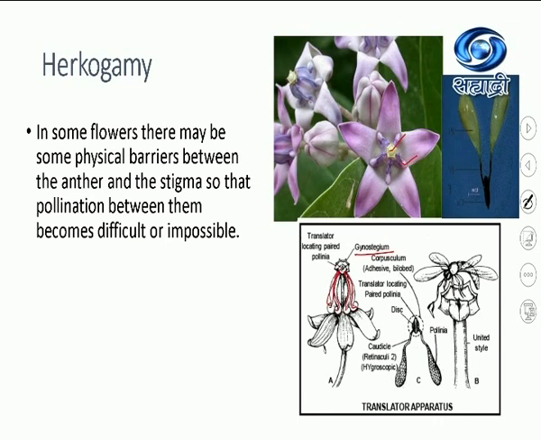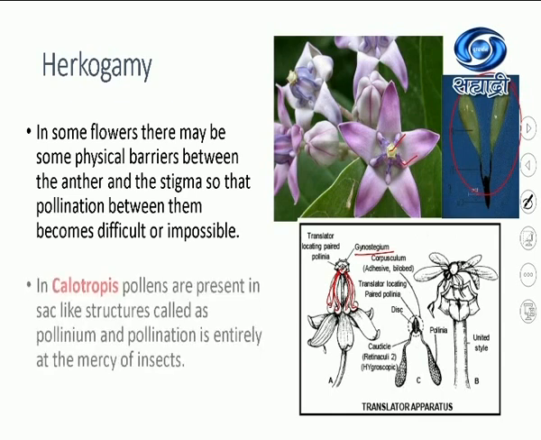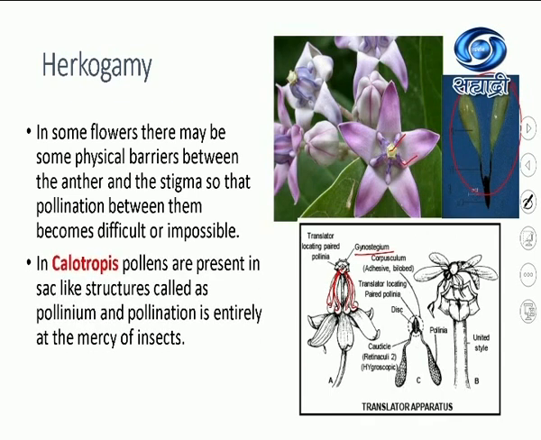You might be thinking that the anthers and gynoecium are so close to each other, easily self-pollination will take place. But no, self-pollination does not take place because the pollen grains are not present directly in the anther lobes, but they are present in sac-like structures which are called pollinia. And so there are barriers between the stigma and the anthers, and self-pollination is not possible. In Calotropis, pollination is completely dependent on the mercy of insects. You can look here.